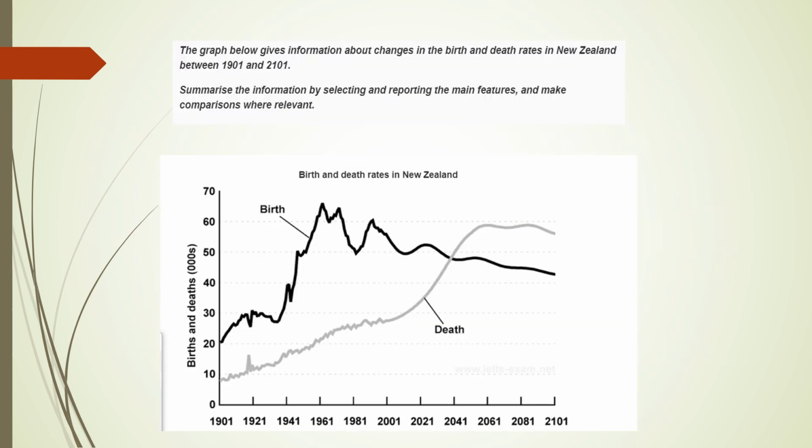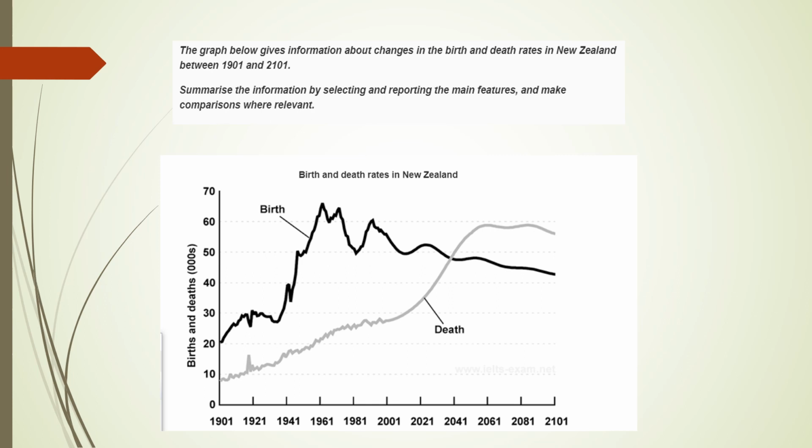Here we have a line graph. The graph below gives information about changes in the birth and death rates in New Zealand between 1901 and 2101. Summarize information by selecting and reporting the main features and make comparisons where relevant. So here on the x-axis we have the years, running from 1901 to 2101, and on the y-axis you have births and deaths, which is in thousands.